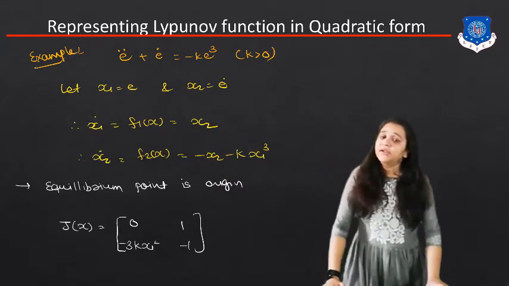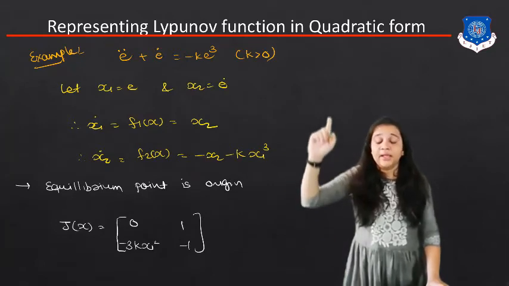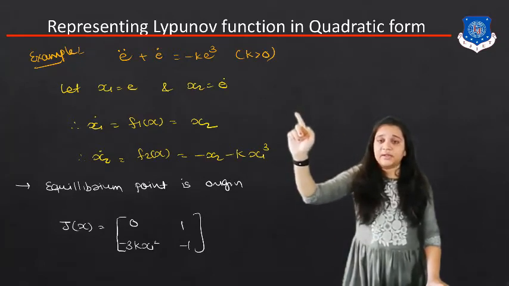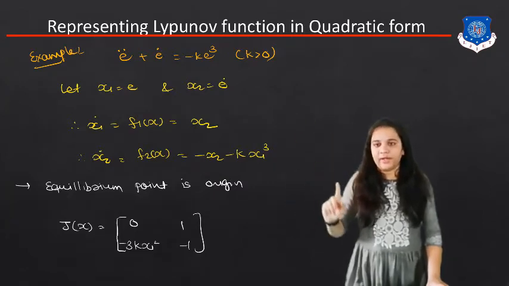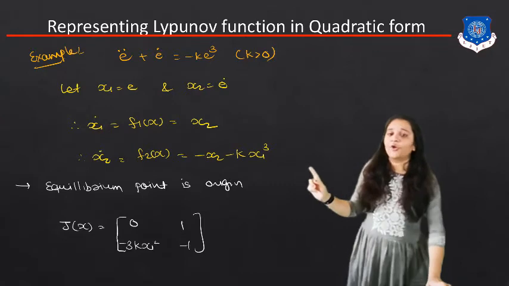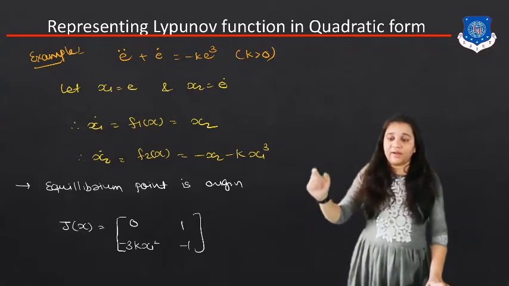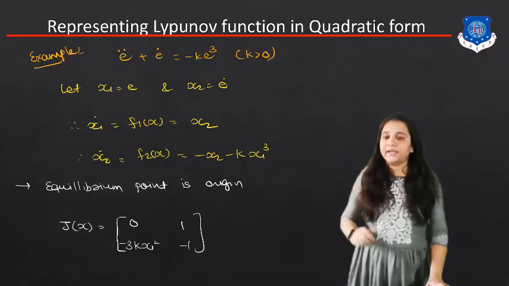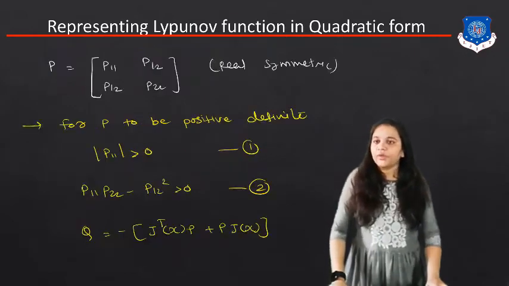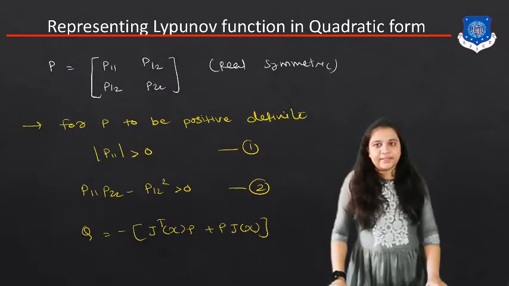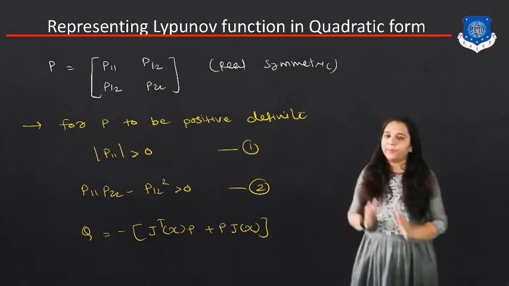So what is the J matrix? So J of x is equal to 0, 1, because in the x1 dot equation the coefficient of x1 is 0 and of x2 is 1. So 0, 1. In the x2 dot equation the coefficient of x1 is minus 3 a x1 square, and of x2 it is minus 1. Clear? Now the P matrix is the real symmetric matrix P11, P12, P12 and P22.